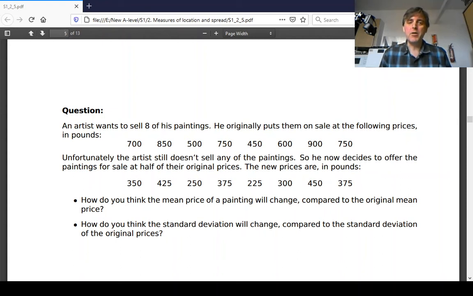Standard deviation. Well, the standard deviation, of course, is a measure of spread. So do the numbers get more spread out or more close together when we divide them all by 2? The answer here is yes, they do. They get closer together, don't they? So our standard deviation is also going to be divided by 2.